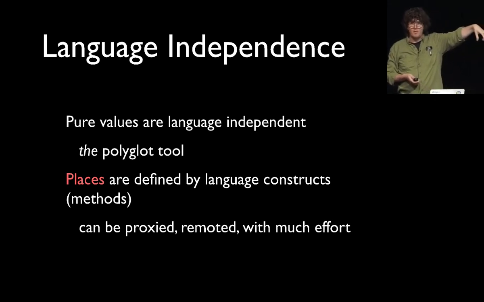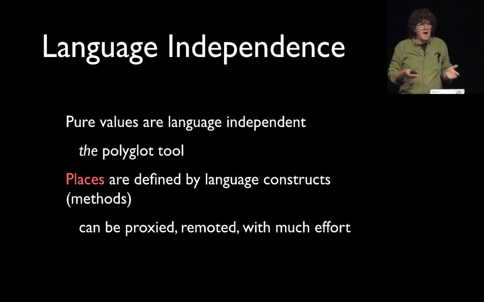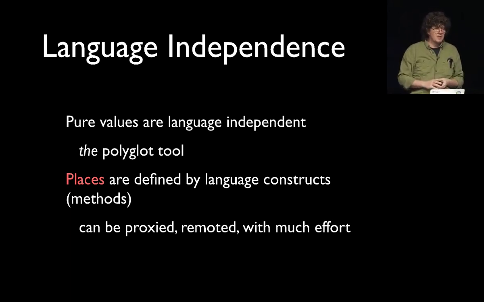They are the tool for polyglot programming. They are the tool that gives you this independence in language. Because places are defined by language constructs, you're stuck. You're really stuck. You don't have a definition independent of your language that you can use as a basis. And sure, you can build proxies. You can automatically build SOAP interfaces to your objects and remote your objects and generate matching objects in different languages. But that's just a ton of effort. It's not really adding any value.